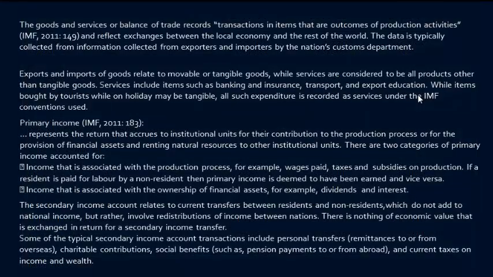Okay, so these are the definitions which I've just basically copied from the book. So this is goods and services, exports and imports. Apparently, if tourists buy goods, that's counted as a service because we are providing tourism service. Primary income.